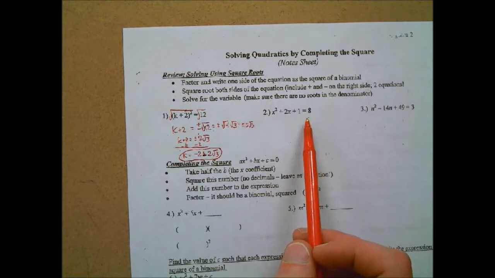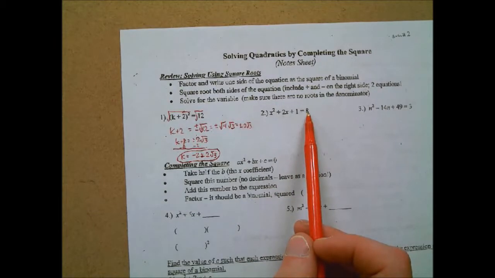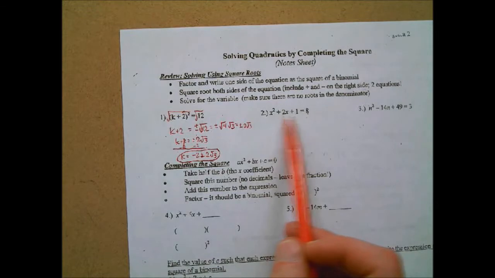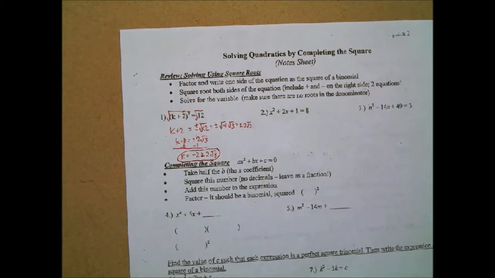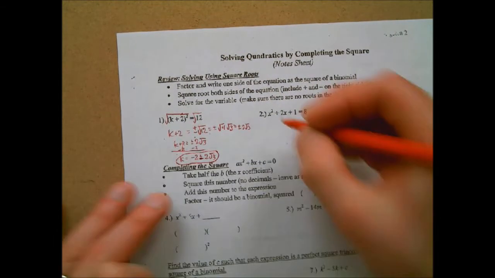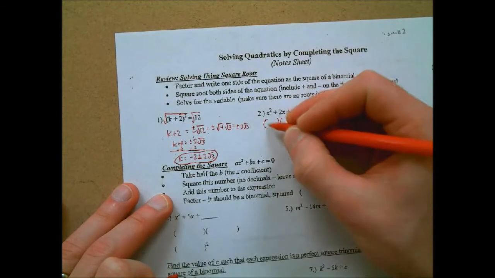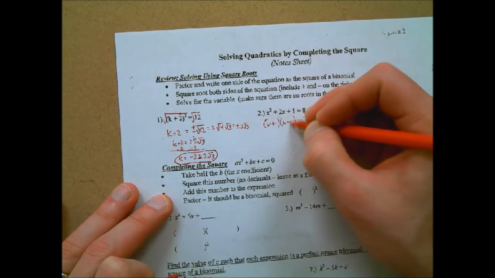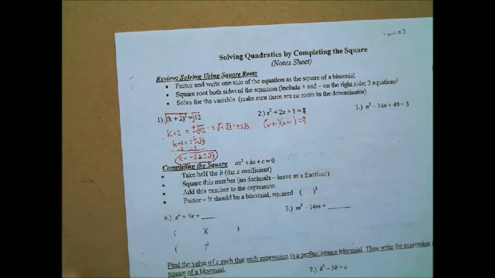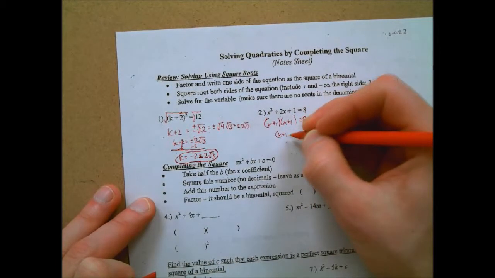However, the way we're going to be solving today, we don't need it to be equal to 0. Because if you look here, this is a perfect square, right? We can actually factor this. It's going to be x plus 1 and x plus 1 here, which is really then x plus 1 squared equals 8.